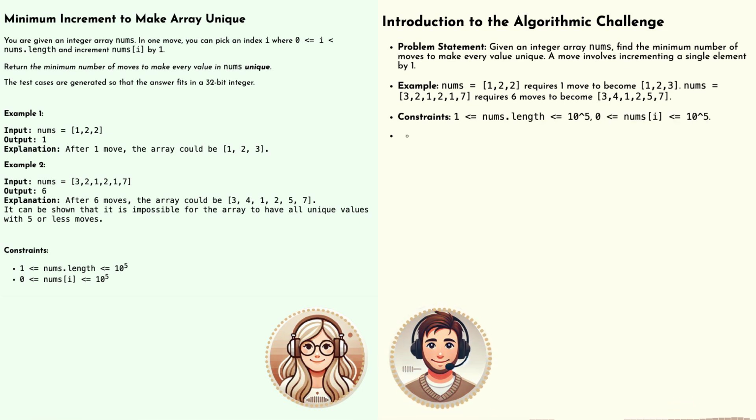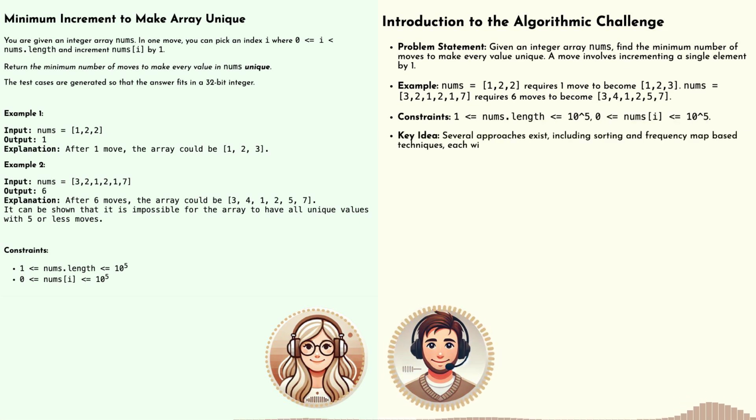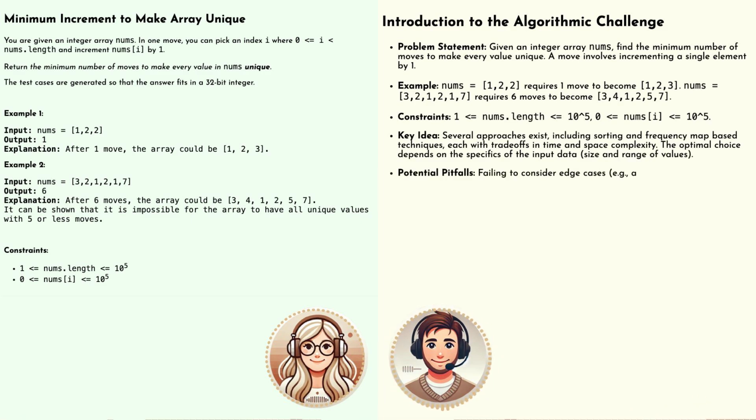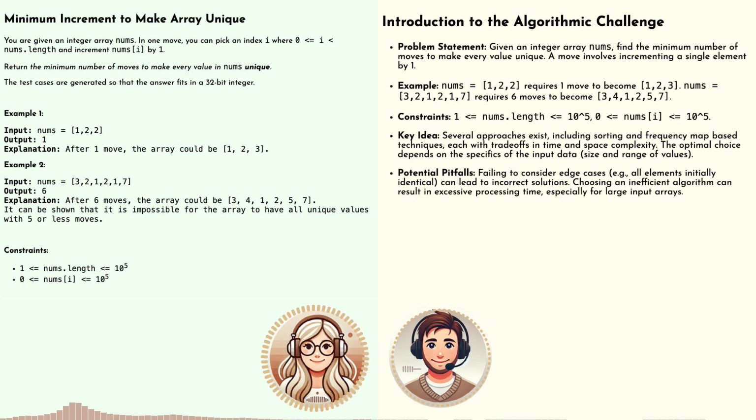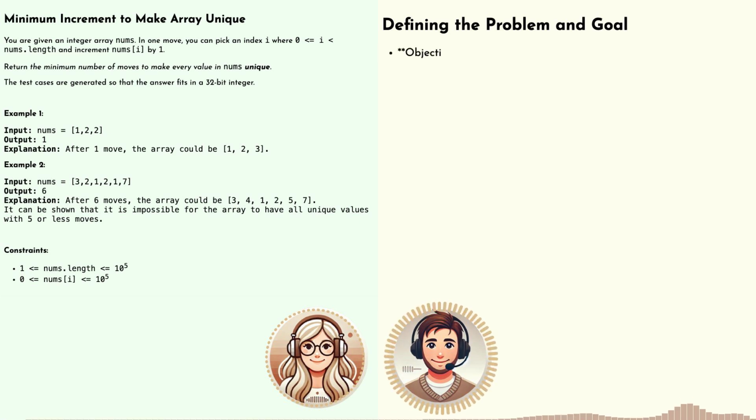Today's problem is called minimum increment to make array unique. It sounds simple at first, but there's a lot to unpack when we start thinking about efficiency. Yeah, it's a great example of how a seemingly straightforward problem can lead to some really clever optimization techniques. So let's break it down for our listeners.